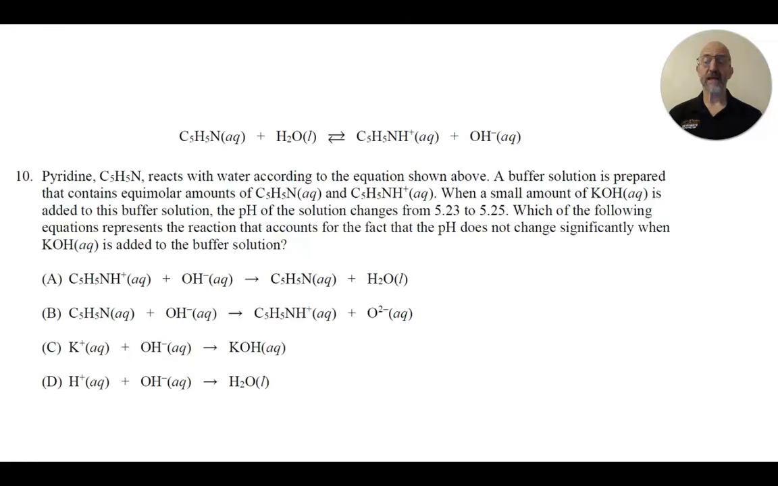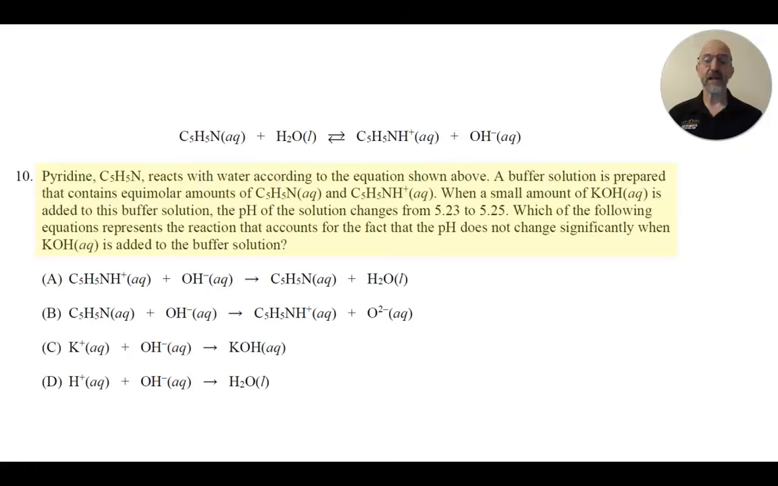Now it's time to move on to the practice for topic 8.8. This is question 10. Question 10 says the following. Pyridine, which has the chemical formula C5H5N, reacts with water according to the equation shown above. So we can see that pyridine is an example of a base. It's actually a nitrogenous base. It contains a nitrogen atom.